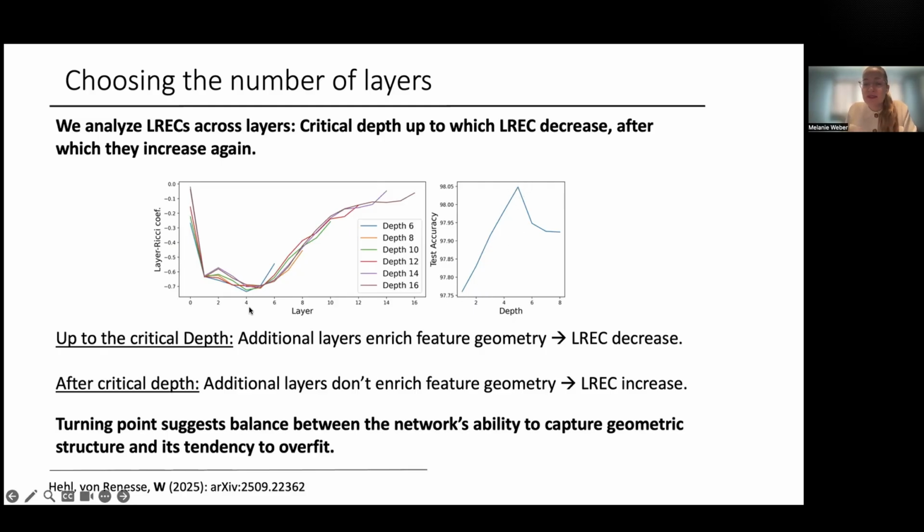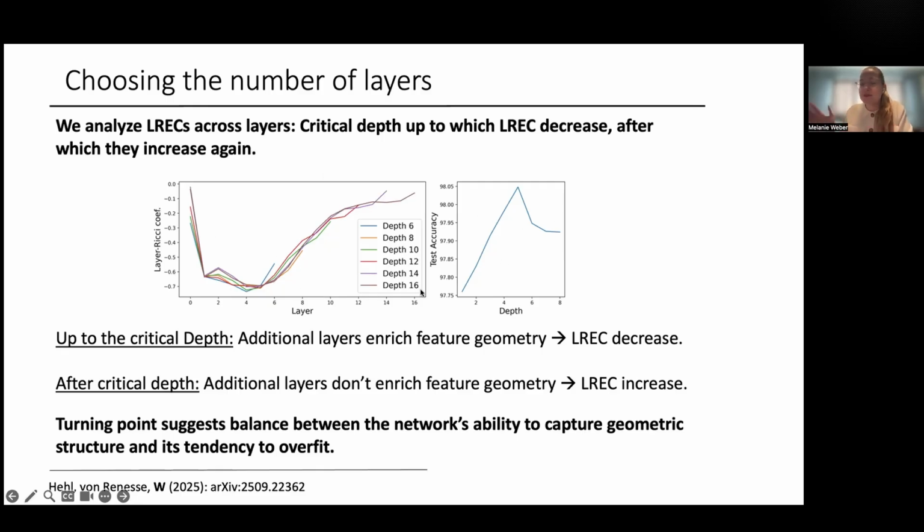And then at some point, as we make the network deeper and deeper, the test accuracy drops, once we're past the optimal number of layers. And this also coincides with an increase again in the Ricci coefficients. So basically the point where this Ricci flow type evolution of the feature geometry is broken, and the network starts to overfit.